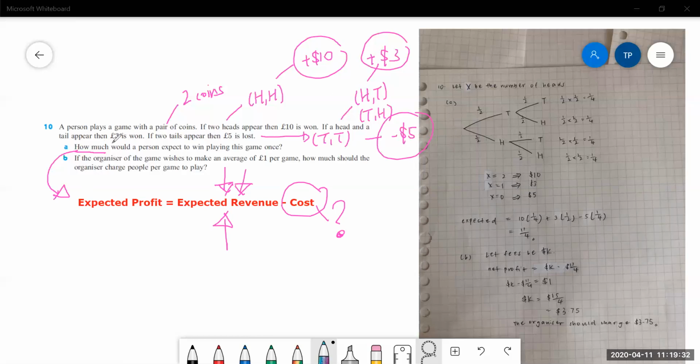Okay, so we know that what we want to find here is how much. So our random variable now should be x equals the amount of money won, because after that, we are going to find how much a person expects to win. We are trying to find the expectation of the amount of money won. Therefore, we have to define our x as the amount of money won first. Okay?